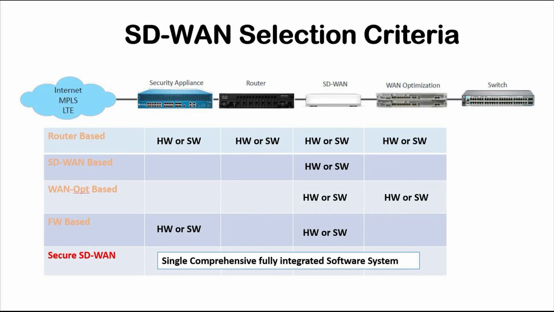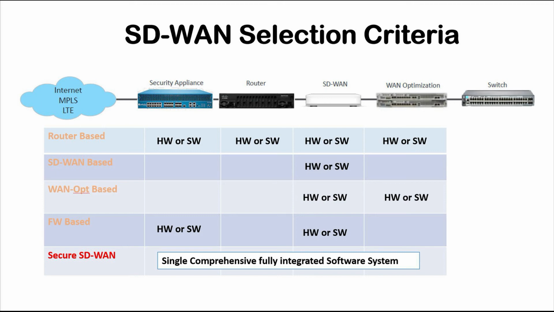Finally, we have the secure SD-WAN based model, which is kind of a unique model. In this model, all the previously discussed capabilities and functions are designed into a single software stack from the beginning and architected to operate together as a single software entity in a fully integrated manner. This breed of SD-WAN achieves excellence in all fronts.